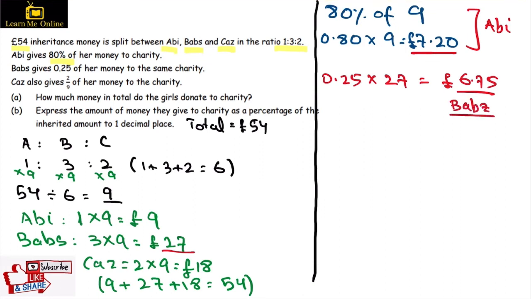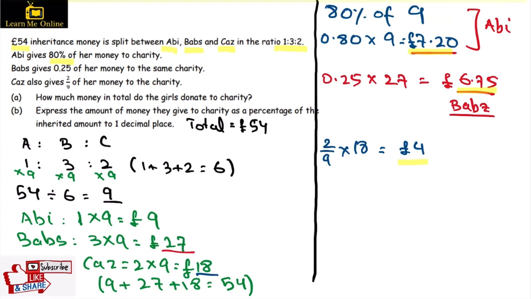Okay. Now I'm going to look at the third person. This says that Cass also gives 2/9 of her money to the charity. To find how much Cass has given, it would be 2/9 of her amount, which is £18. So 2/9 of 18 would be £4. This is the amount she has given to the charity. So I've got all 3 amounts over here which they have given to the charity.